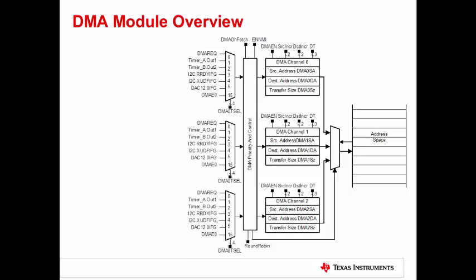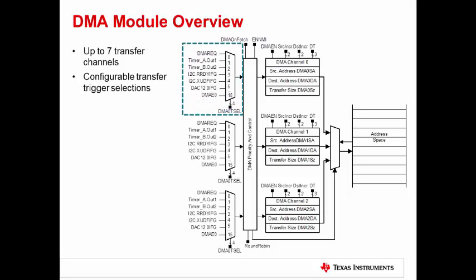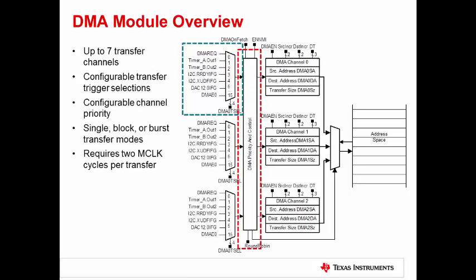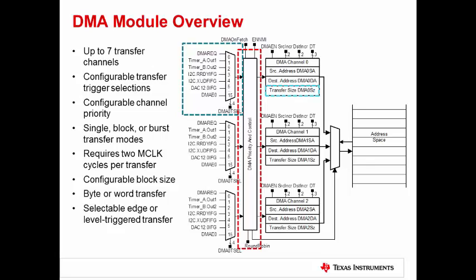The DMA is another module which can help reduce power consumption not only for the ADC conversions, but for other functions. This module has features such as up to 7 channels, each one with configurable triggers including the ADC, software trigger, timers, AES, USCI, which handles I2C, SPI or UART, DAC, multiplier, or other DMA channels. It also has configurable channel priority, different transfer modes, requires only 2 MCLKs per transfer, configurable block size, transfers in bytes or words, and selectable edge or level trigger transfers.